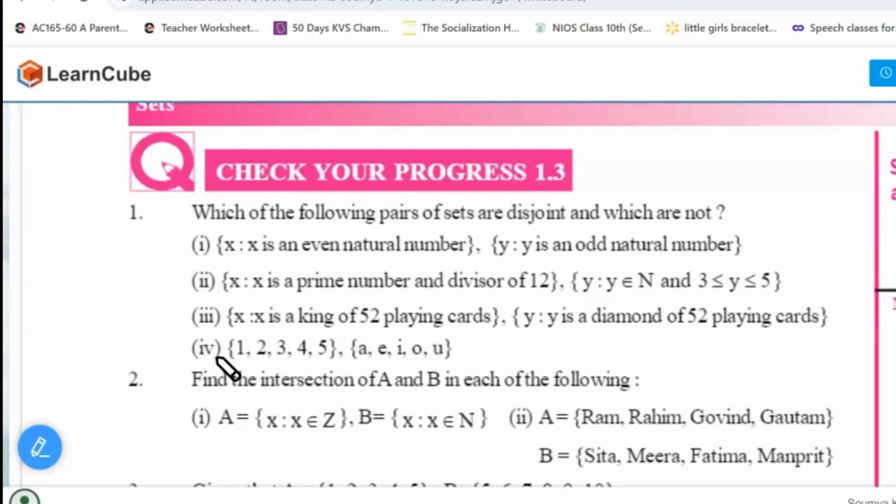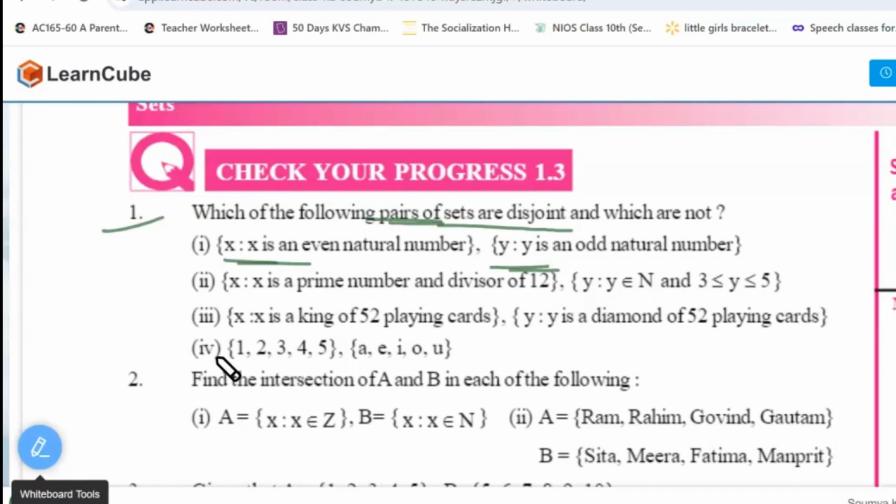Check Your Progress 1.3, first question we are going to see. Check which of the following pairs of sets are disjoint and which are not. So you have to find out which pair of sets. That means you have got two sets. This is one set, this is another set. Find out which are disjoint and which are not.